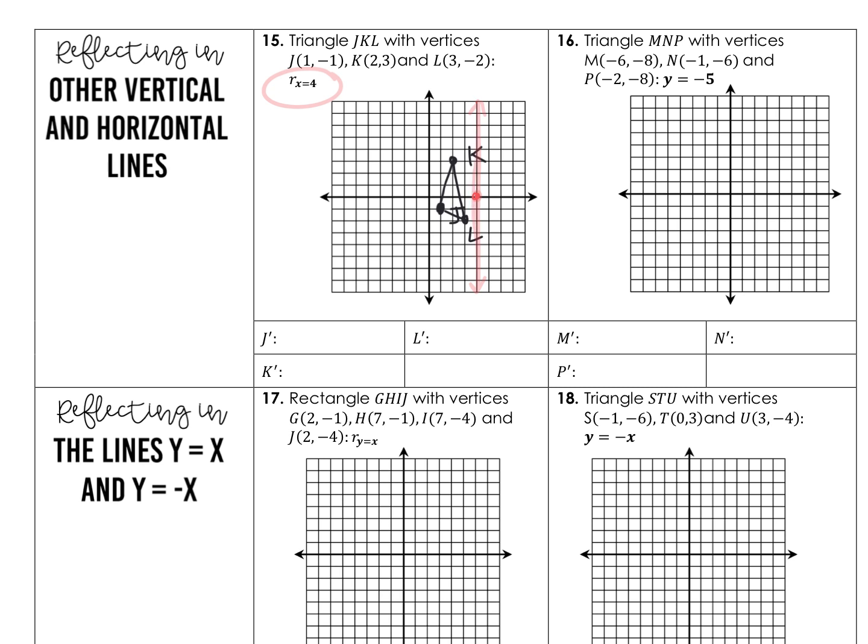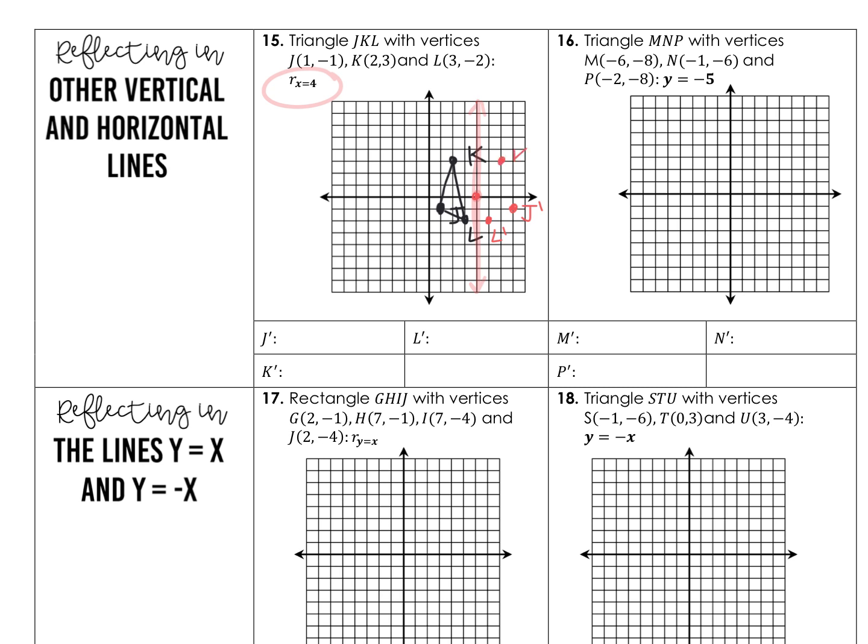It's a vertical line. And so then again, you're counting across that. So L is 1 away. L goes 1 the other way. So that would put L prime here. J is 3 away: 1, 2, 3. So 3 the other way. You can probably do this yourself. You're just counting squares. And K is 1, 2 squares away from that line. So 2 the other way.